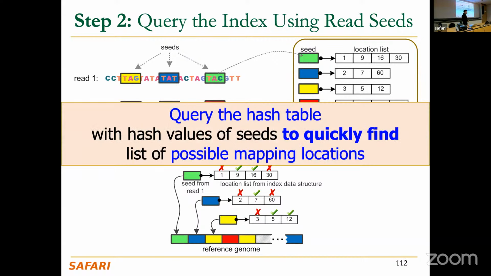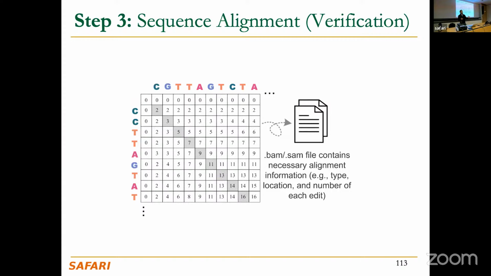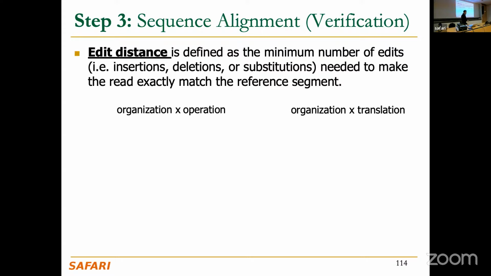And the costly operation is doing the approximate string matching, meaning we want to identify how many edits we can do between a pair of sequences so that these two sequences are going to be identical, right? This is done by a dynamic programming approach. And the edits are either substitutions, insertions, or deletions.